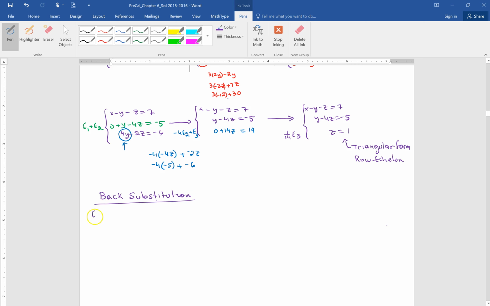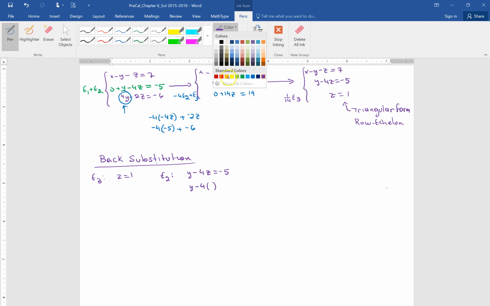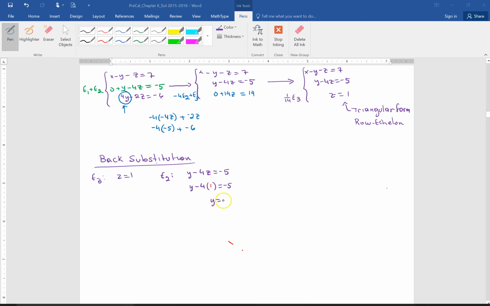All right, so from equation 3, I know that z is equal to 1. Perfect. Now I move back to equation 2. Equation 2 says y minus 4z is equal to negative 5. Y minus 4 times what z? 1 equals negative 5. So how much is y? You add 4, so it's negative 1, right?